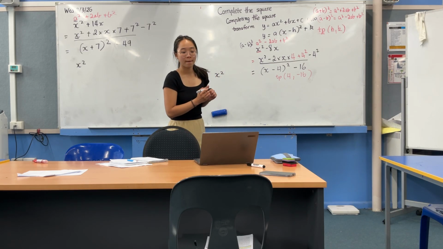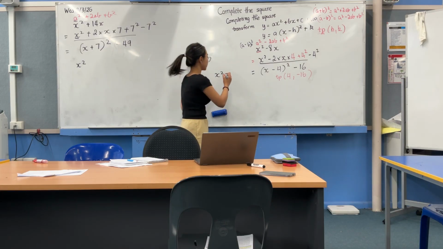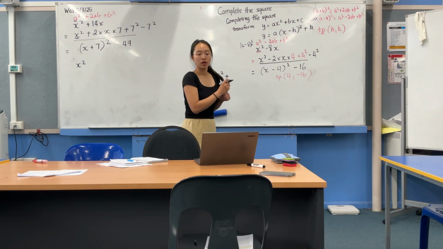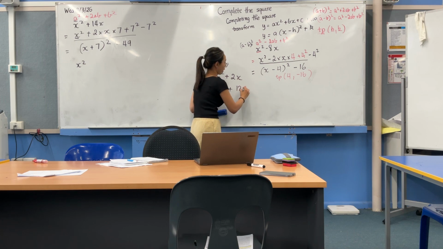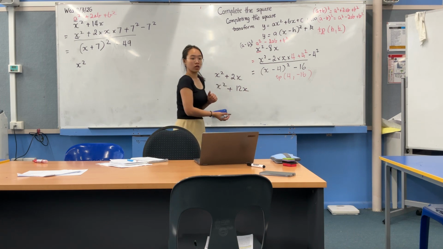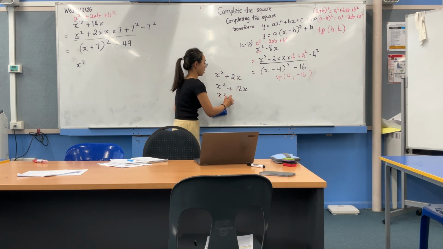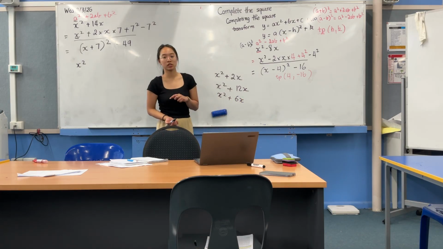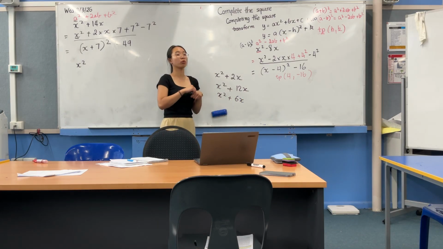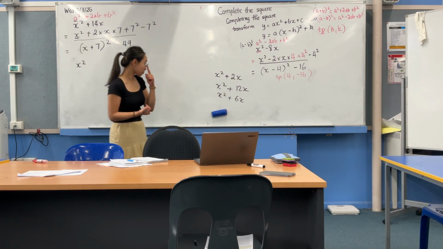x squared plus 2x, something like this. x squared plus 12x, x squared plus 6x, something like this. Work it out. Maybe I will put the solutions down in the comments.